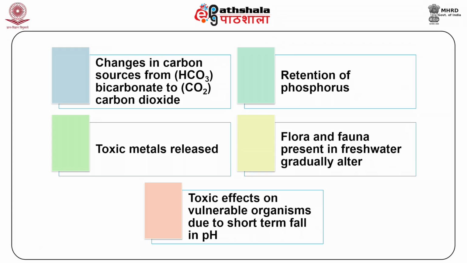Flora and fauna present in fresh water gradually alter, and toxic effects on vulnerable organisms due to short-term fall in pH. When the acidification begins, the complete biomass by and large remains unchanged but the diversity considerably drops. A clearer, bluer water appears, and that is due to precipitation of humic matter. Variety of algal species fade away, but a green filamentous algae proliferate as they are capable of withstanding extreme environment.